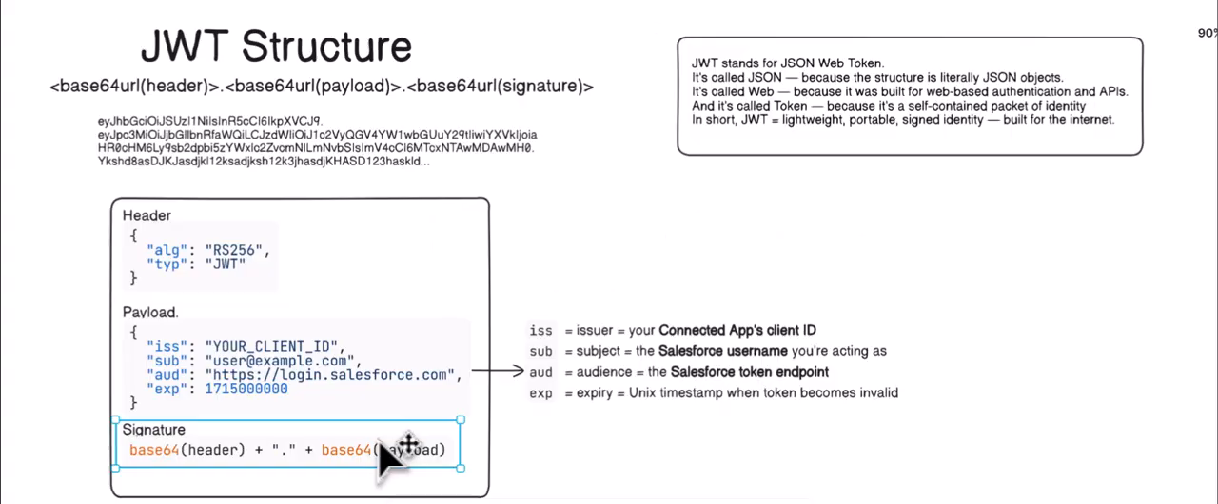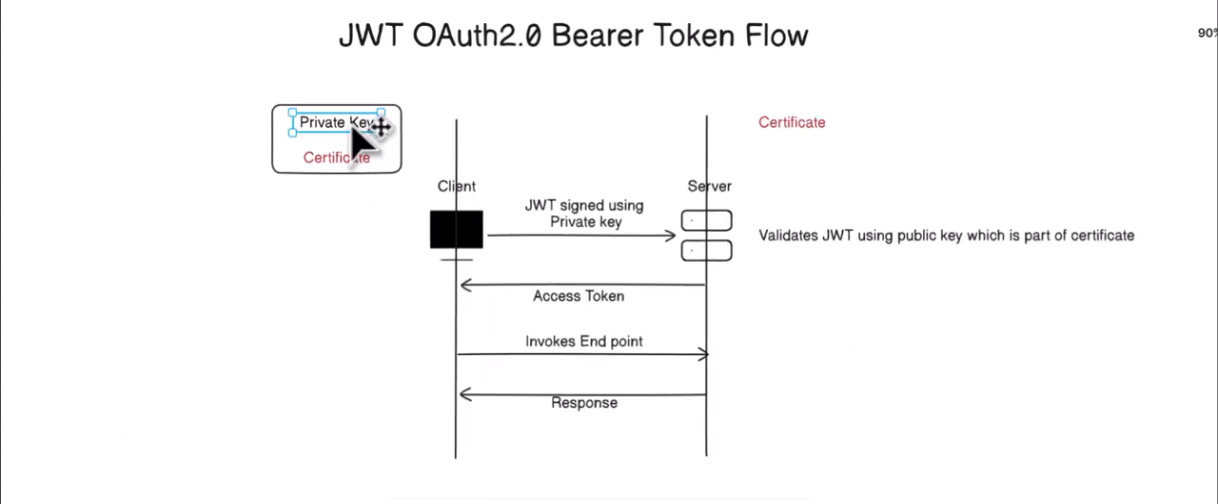Now I don't want to go into details of what hashing means, and what encryption means, because that would become too much for this video. So what you can just understand is that the client system signs the JWT using the private key. As far as understanding JWT, this should be enough.